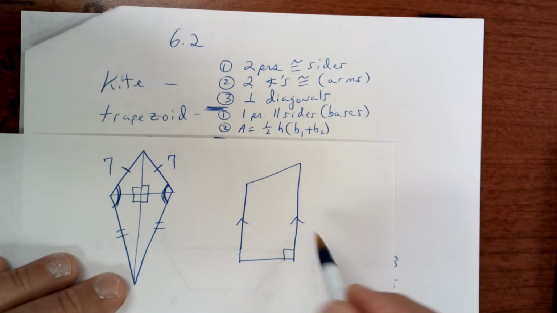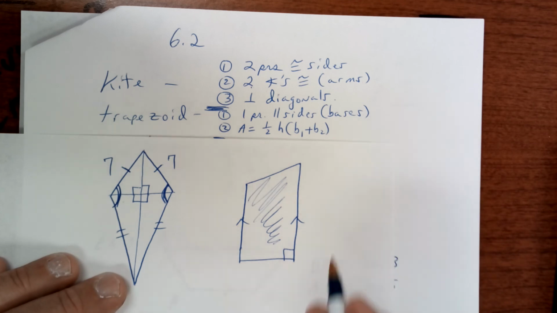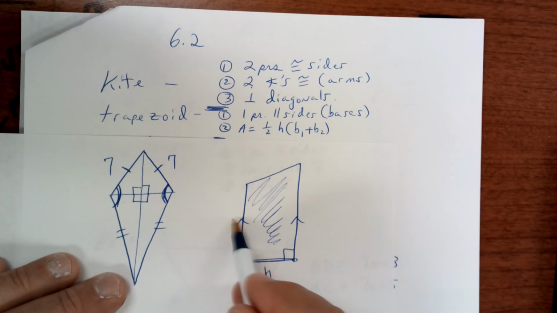The area of a trapezoid is 1/2 the height. And the height goes from base to base. Write that down. That's your height. So you add up the bases, you multiply the height, and you divide by 2.